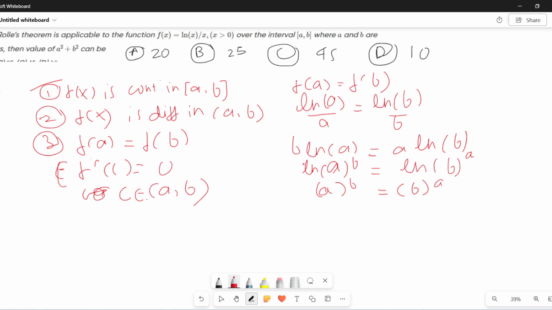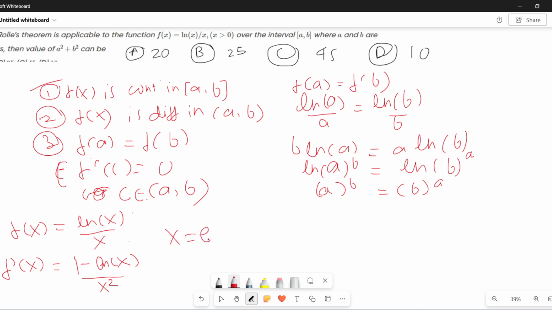Here the function is given f(x) = ln x / x. When we differentiate f(x)/g(x), we know the formula: [g(x)f'(x) - f(x)g'(x)] / g(x)². Using this, it will give f'(x) = (1 - ln x) / x². f'(x) is 0 at x = e.